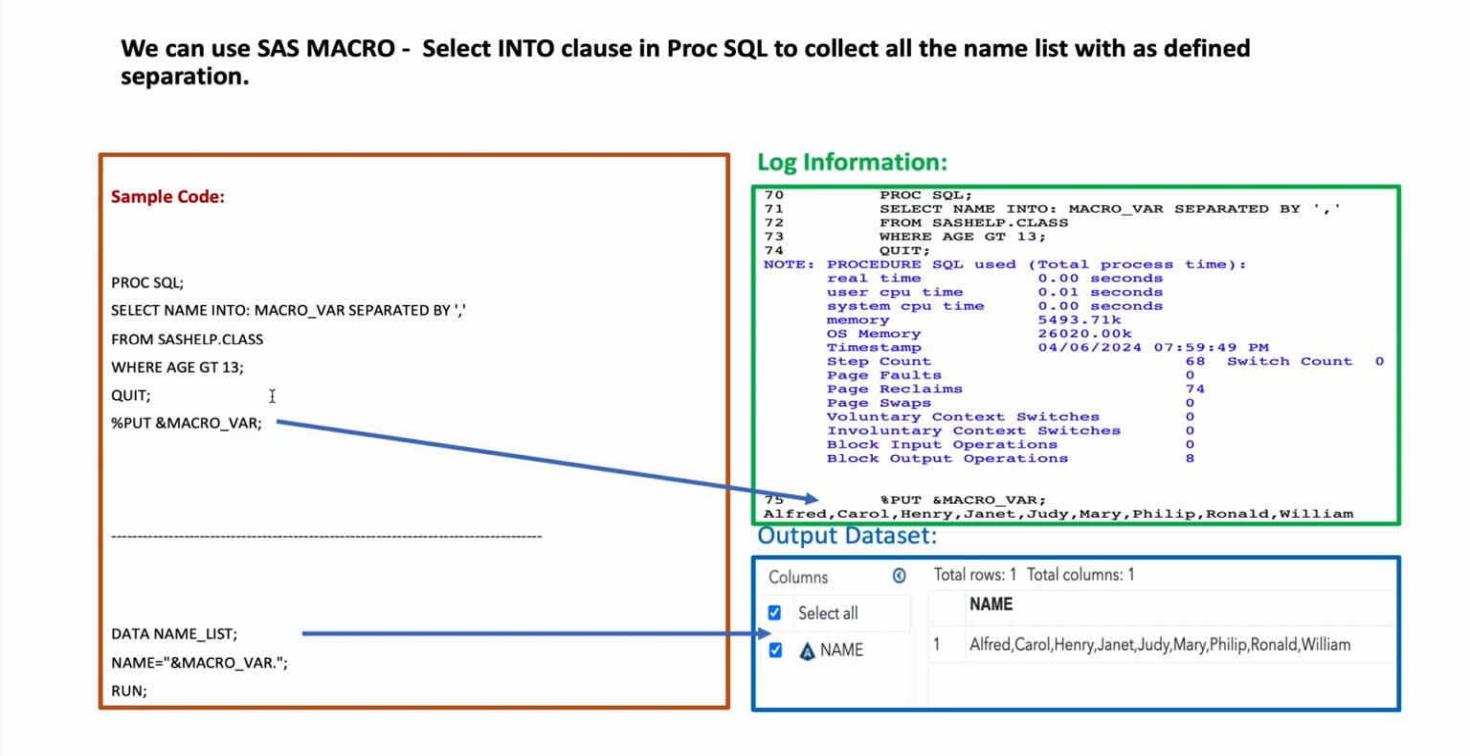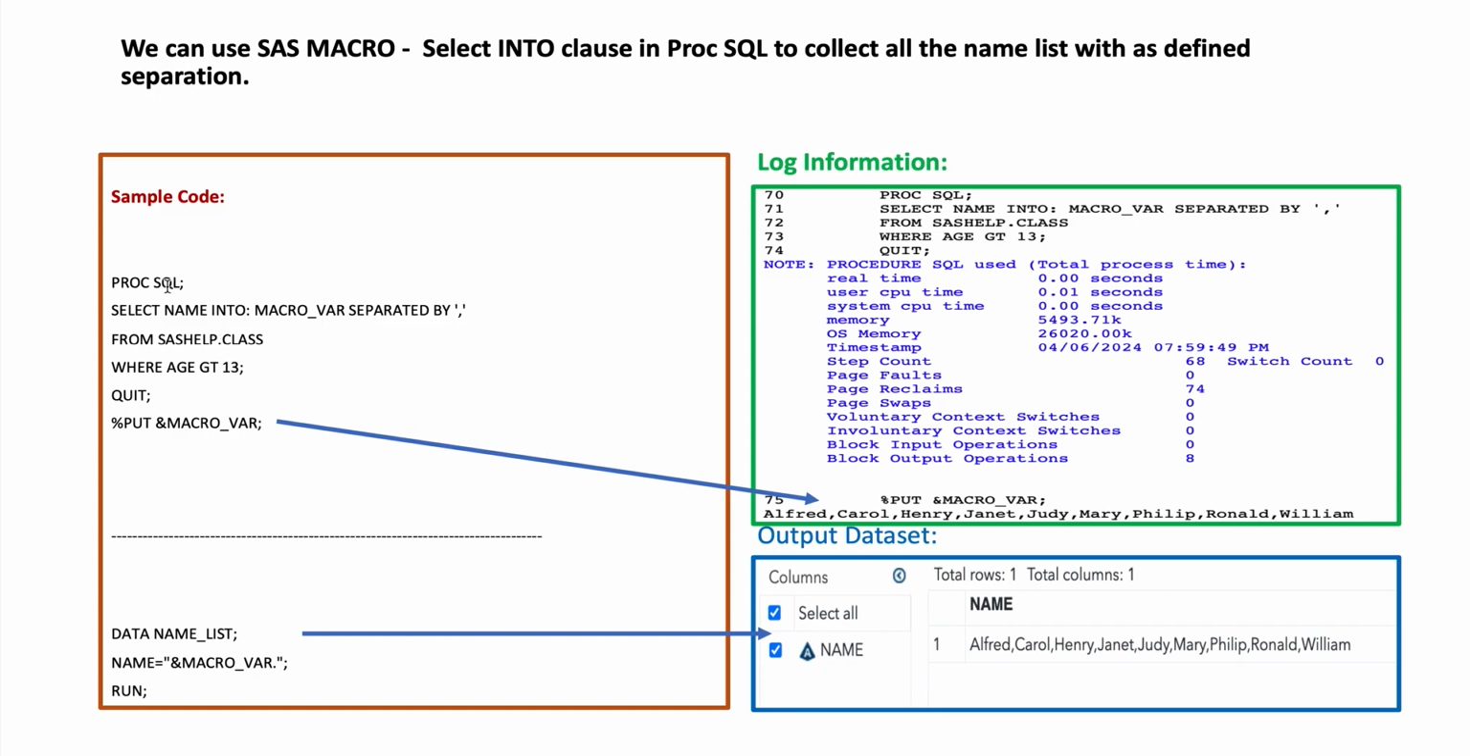Sample code is given here: PROC SQL semicolon, select name into colon macro underscore var, this is the macro variable name, separated by comma, this should be inside quotes, from sashelp.class where age greater than 13, semicolon, quit, semicolon. And I'm going to print the macro variable value in the log window. That's why we use %put &macro_var semicolon.